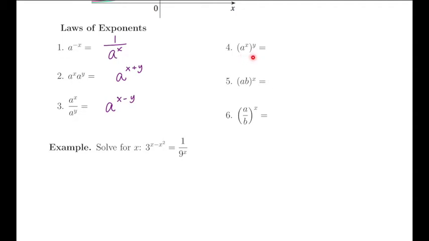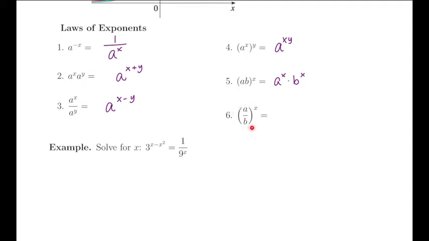For this one, if I wanted to write it as a single power instead of one power and then another power out here, you can multiply. So a to the x to the y is the same as a to the xy. For this one, we have two different things multiplied, all to the power of x. Well, it turns out you can distribute the x. So a times b all to the power of x is the same as a to the x times b to the x.